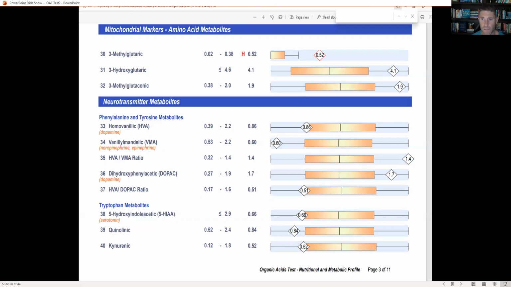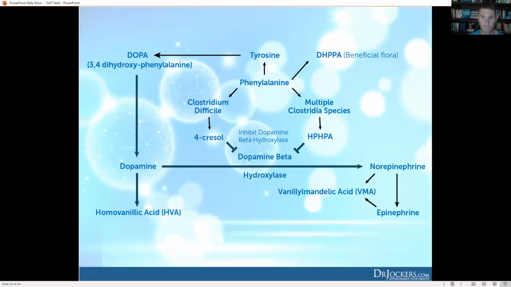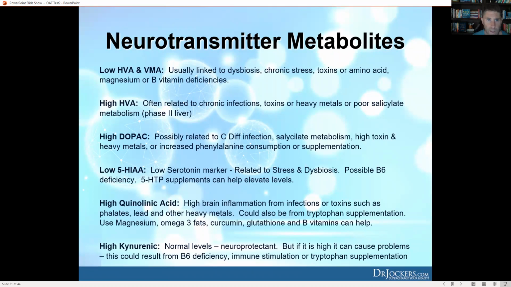We want those to be at a good level, and we want that ratio to be at a good level. And so when it's not, that could be a sign, again, of some different issues. And so let's go into that. Low HVA and VMA. So when they're both low, it's usually linked to dysbiosis, chronic stress.